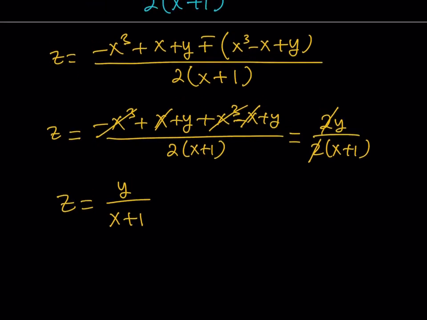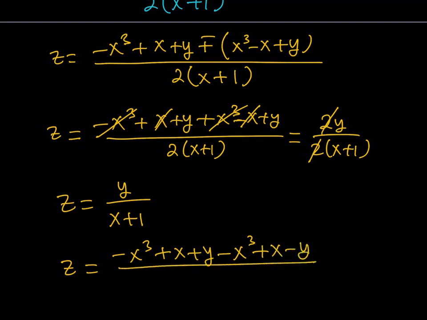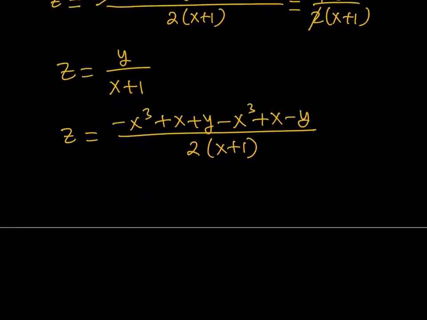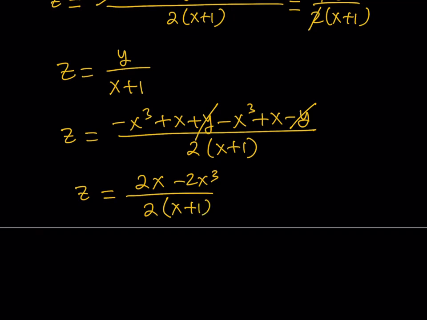Let's find the other z solution by considering the negative sign. Negative x cubed plus x plus y. Everything will be negated, so make sure you change that. Divided by 2 times x plus 1. Again, the 2, let it stay. So maybe we can just cancel it out, hopefully. Here, y cancels out. Nothing else cancels out. So it's going to be 2x minus 2x cubed divided by 2 times x plus 1. Okay, this will simplify a little bit more, but I think we should probably mention a couple things here.